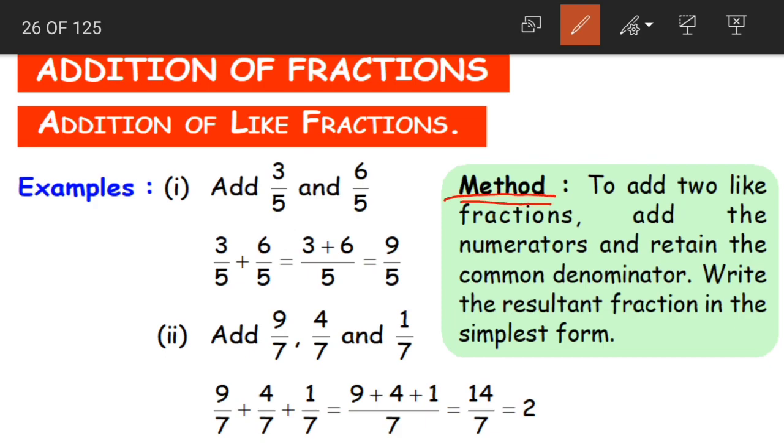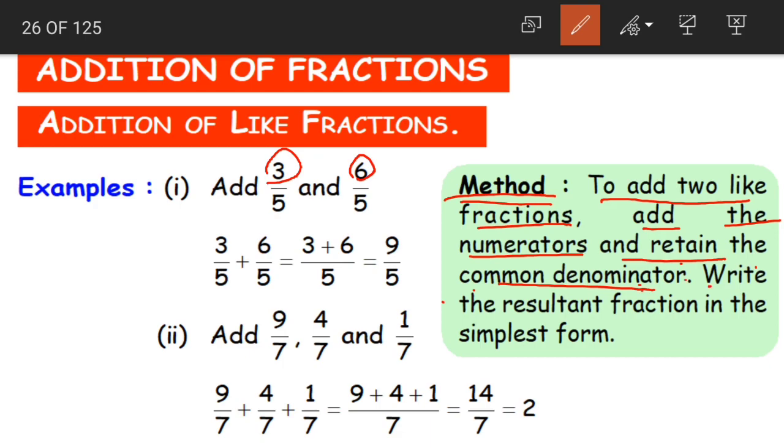Now what is the method? To add two like fractions, add the numerators and retain the common denominator. What should we do, children? To add these two fractions, we should add the numerators. What are the numerators here? 3 and 6, and then retain the common denominator.